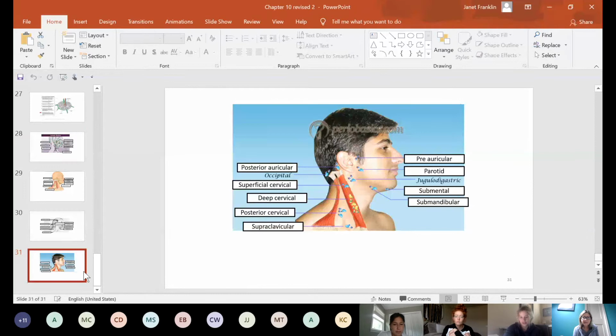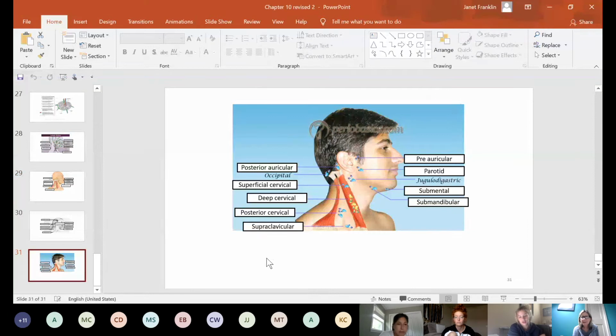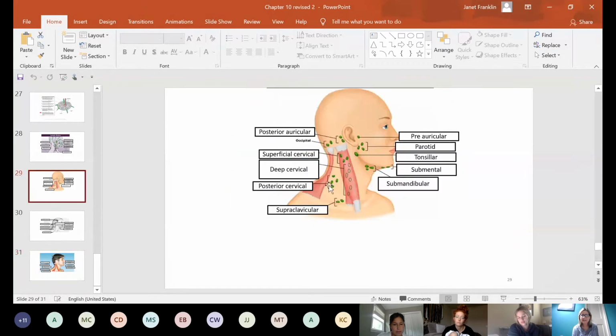This one? Yeah. On that picture, it's pointing to the jugulo-digastric. And then if you go to slide 29, it says it's pointing to the tonsil. Are those not pointing to the same thing? They are pretty much the same thing. They're both right here under the ear. I didn't highlight it on this one because it is different on this one. I think they're pretty much the same thing though.